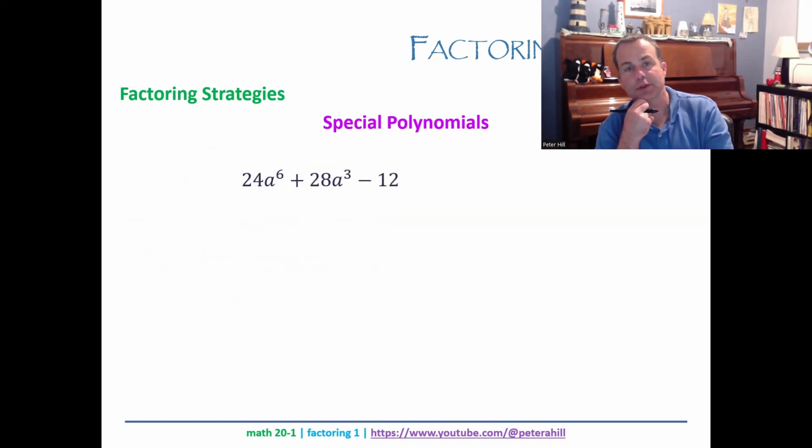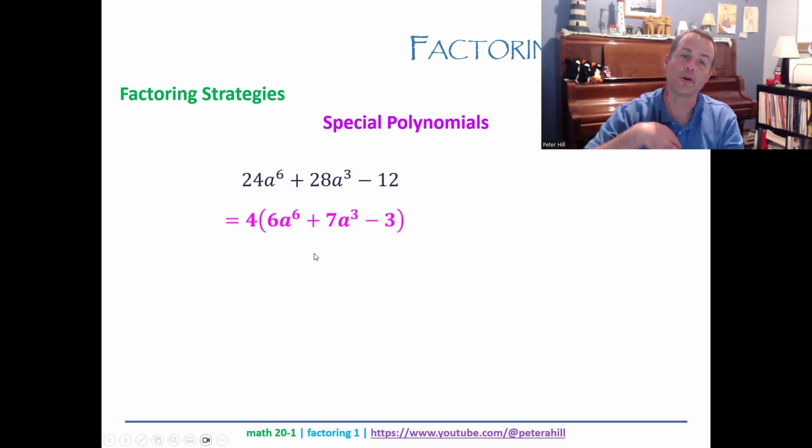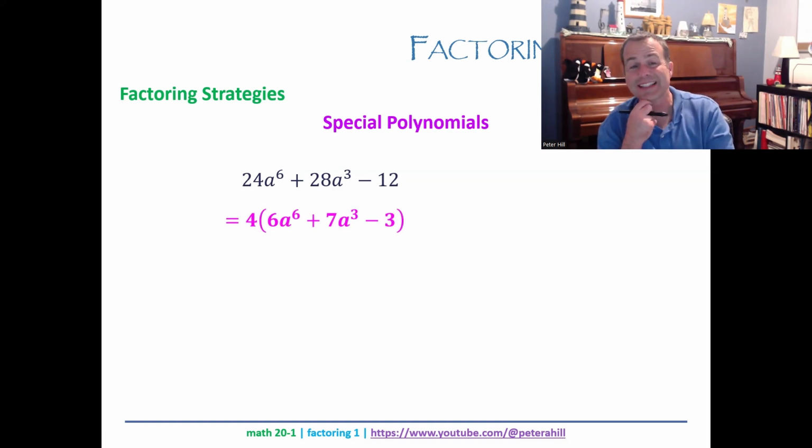24a to the 6 plus 28a cubed minus 12. Again, the first thing I'm going to do here is not figure out what 24 times 12 is. I'm going to look for a greatest common factor. The greatest common factor in all three of those numbers is a 4. So let's take the 4 out. Look how much nicer that is. Now I'm looking at 6a to the 6 plus 7a cubed minus 3.